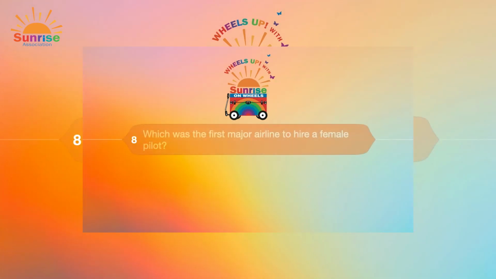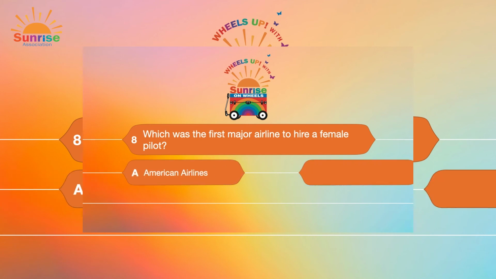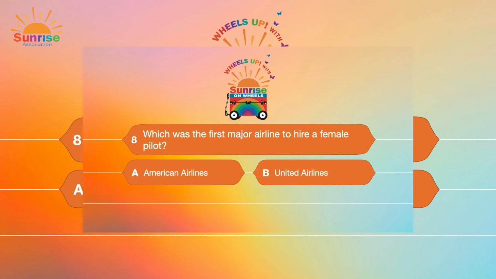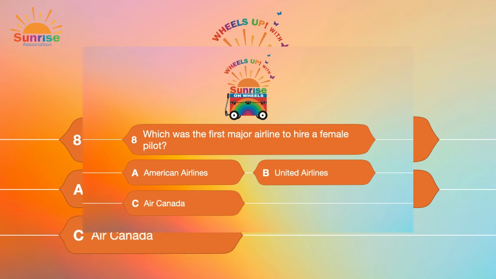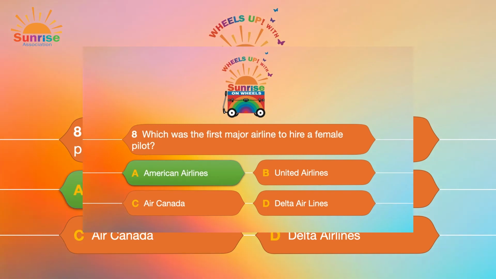Question number 8. Which was the first major airline to hire a female pilot? A, American Airlines, B, United Airlines, C, Air Canada, or D, Delta Airlines? I'll give you a hint. We mention them a lot on Wheels Up. You guessed it, American Airlines.